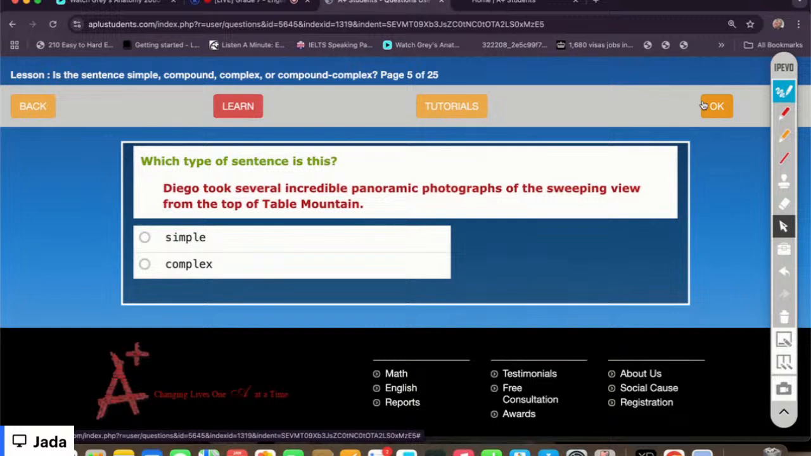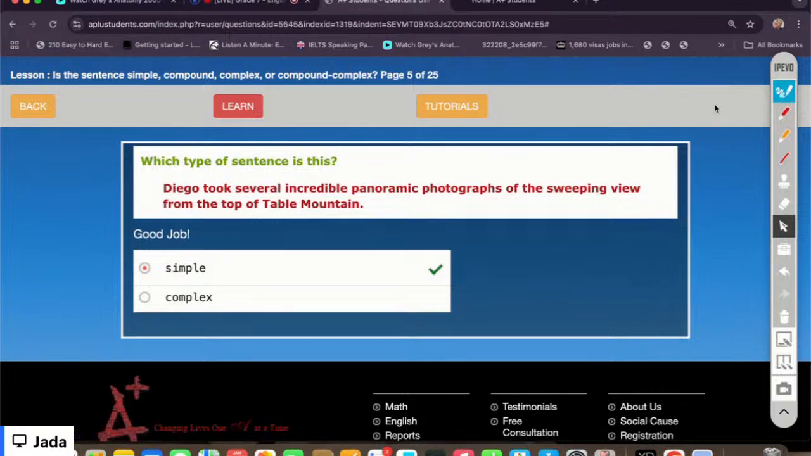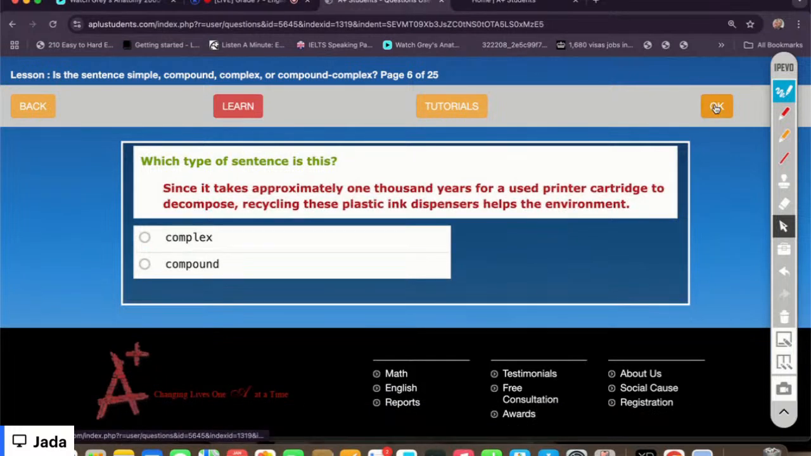So what type of sentence is this? We have: "Diego took several incredible panoramic photographs of the sweeping view from the top of Table Mountain." So is it simple or complex? It is a simple sentence because it has the subject and the verb and it can stand alone. So it's an independent clause.